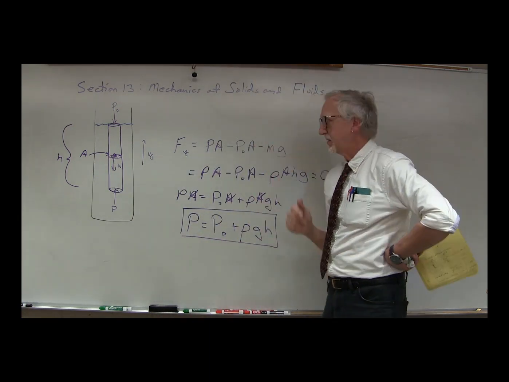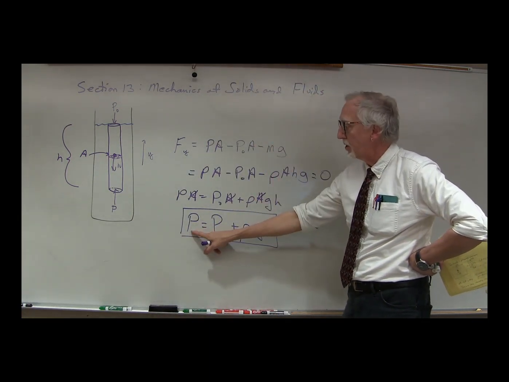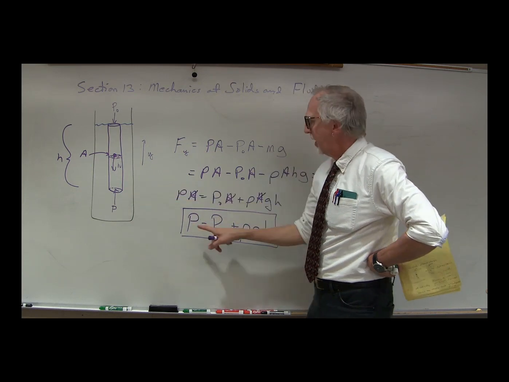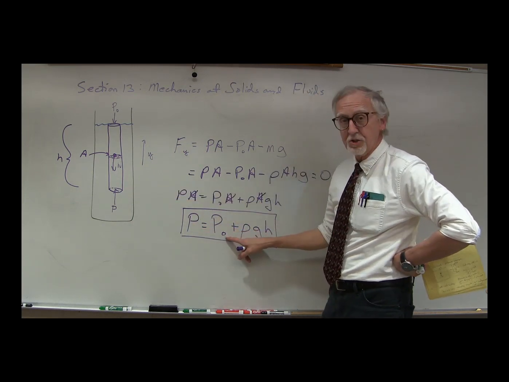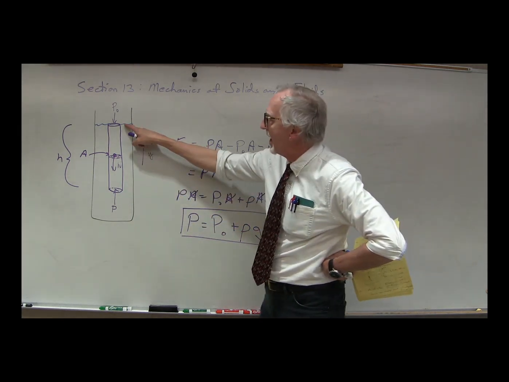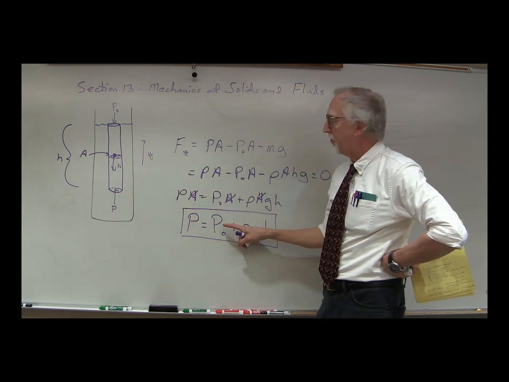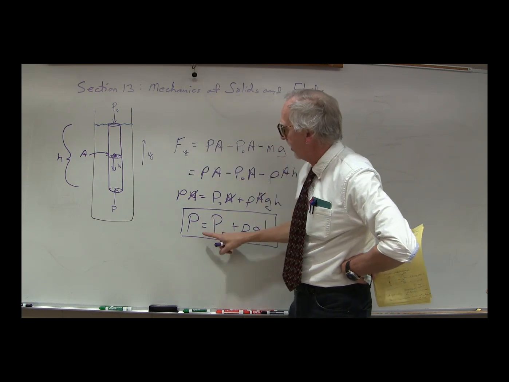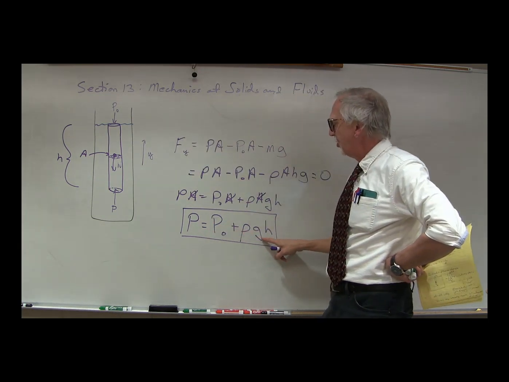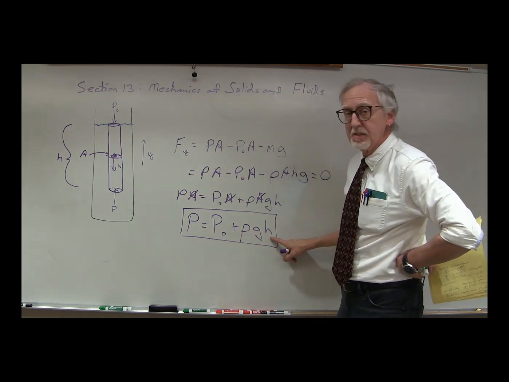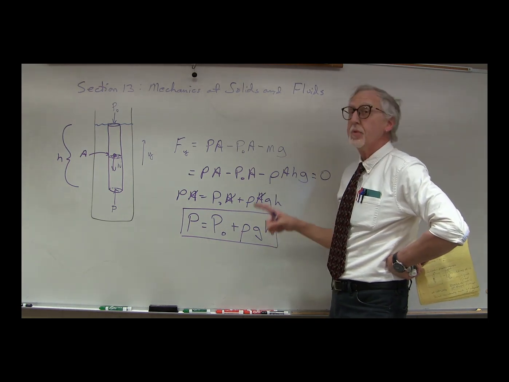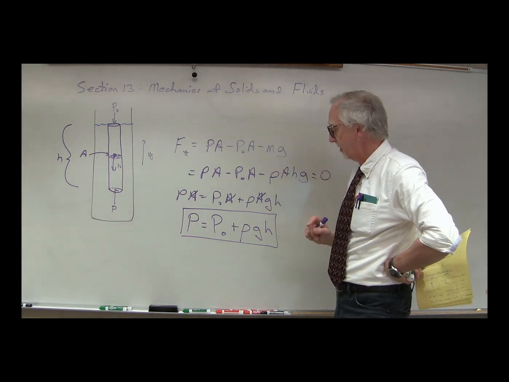And what does it tell us? It tells us that the pressure in the liquid increases because P is larger than P0. As we go down into the fluid, the pressure increases from the pressure at the surface by an amount rho g h, so that P increases linearly with h, assuming that rho is constant.